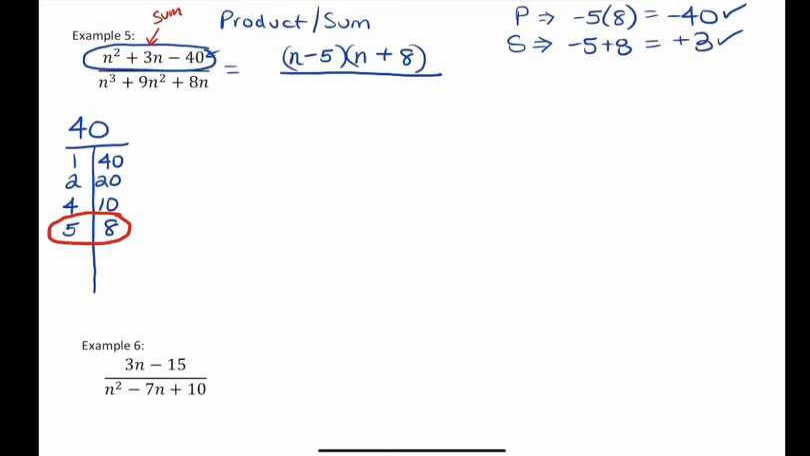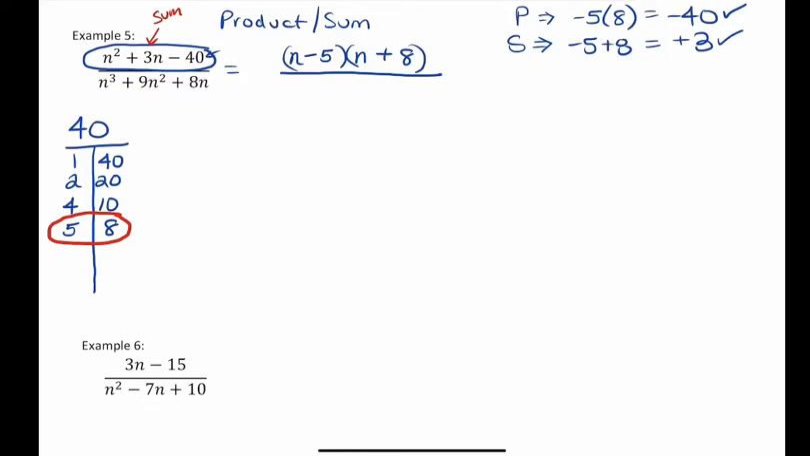Because you want both of those to check off simultaneously. It can't be just like, well, one of them does, and that's okay. It's got to be both. It must be both the product and the sum. All right, so we've completely factored the top.